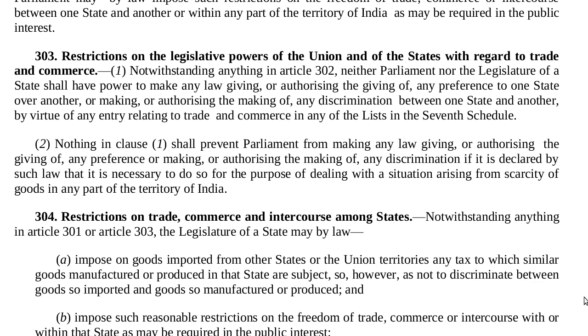2. Nothing in clause 1 shall prevent Parliament from making any law giving or authorizing the giving of any preference, or making or authorizing the making of any discrimination, if it is declared by such law that it is necessary to do so for the purpose of dealing with a situation arising from scarcity of goods in any part of the territory of India.